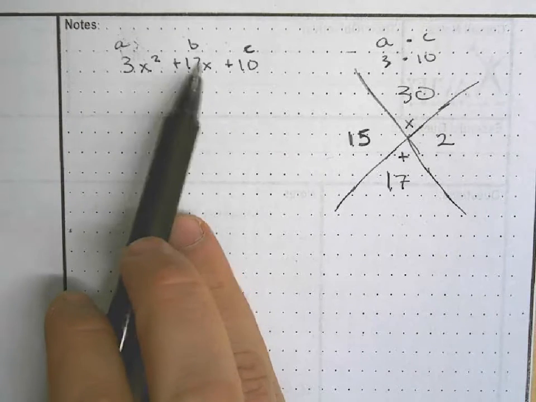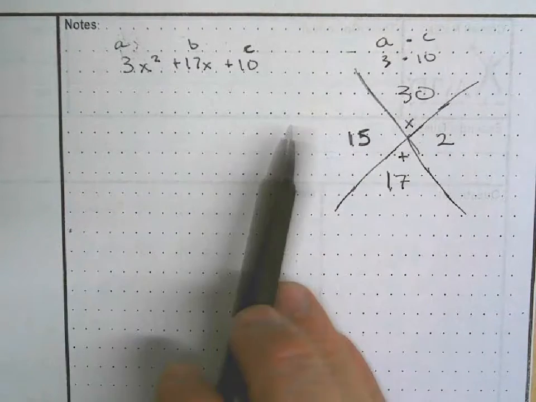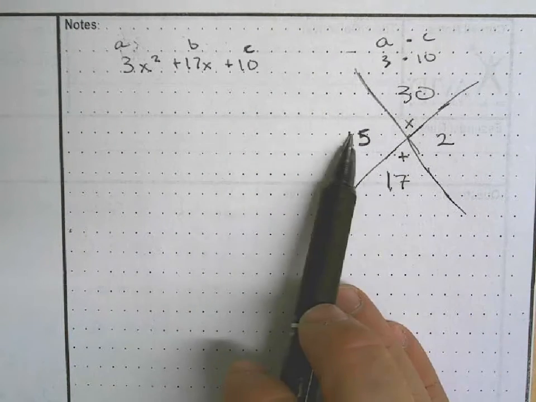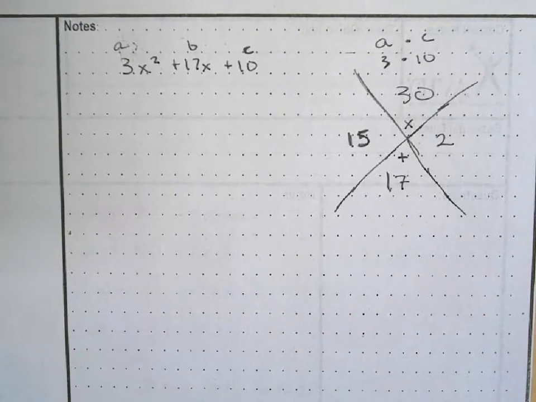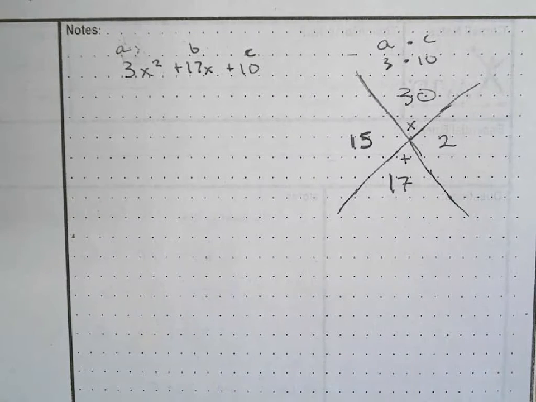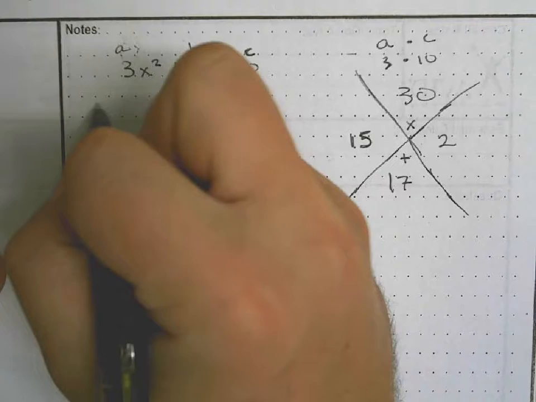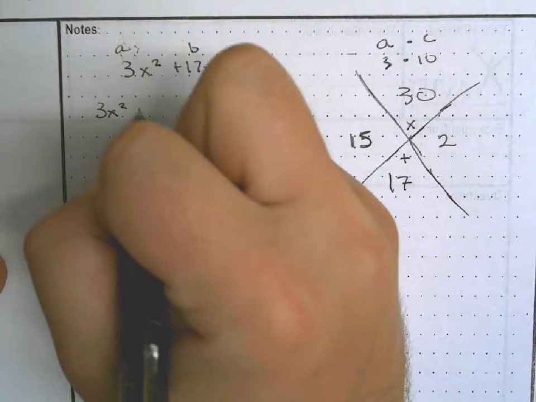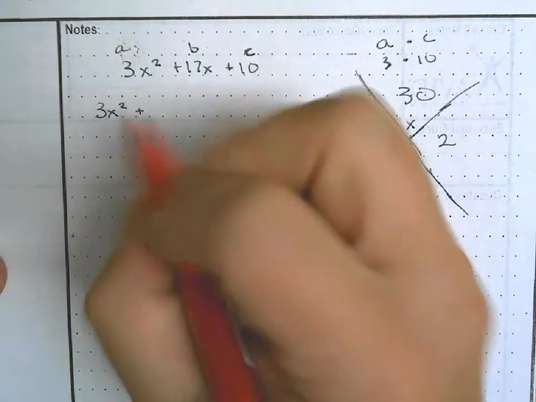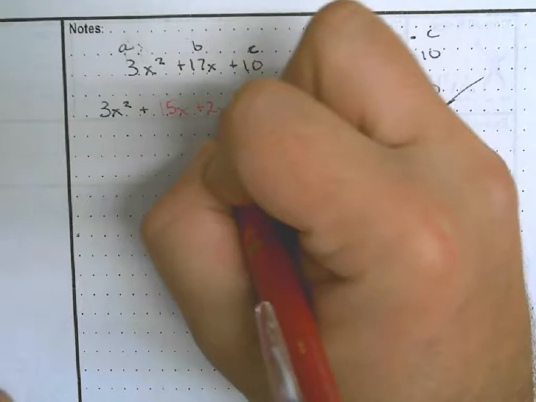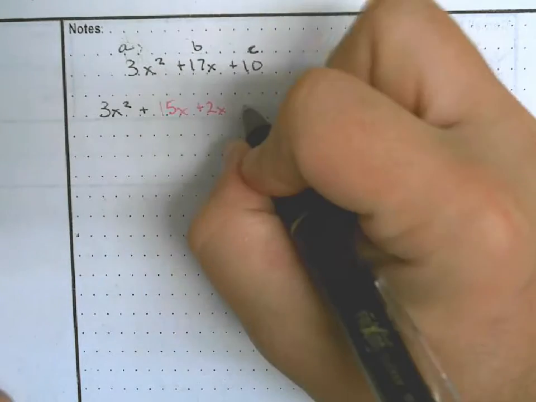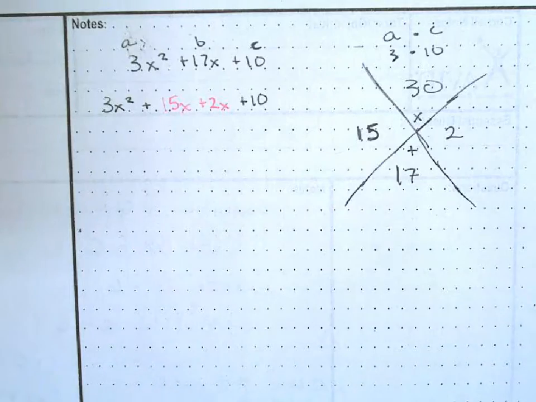So what I'm doing is I'm splitting my b term up into two terms, 15x and 2x. 15x plus 2x will equal 17x. So I'm not changing the value or the outcome, I'm just doing this weird kind of splitting up thing. So I have 3x squared plus, here's where my splitting happens, 15x plus 2x, and then my plus 10 comes back down.